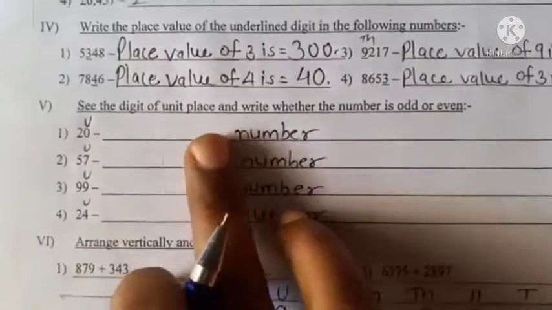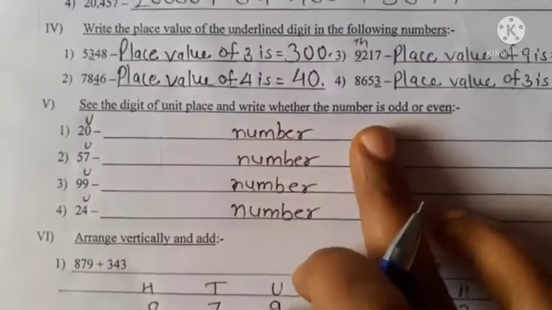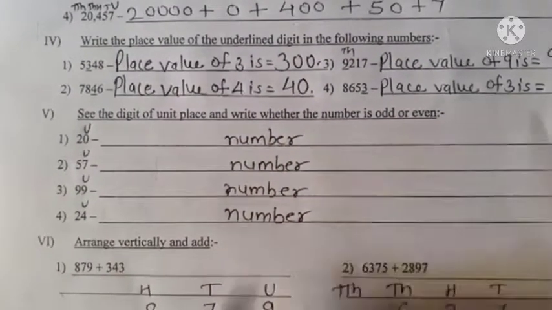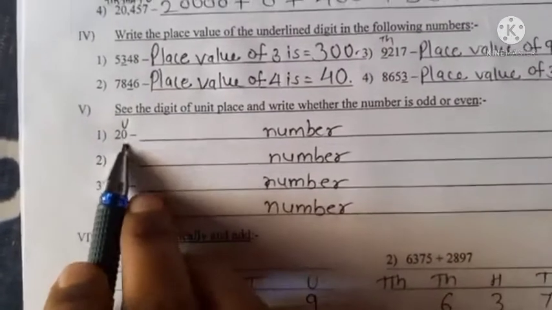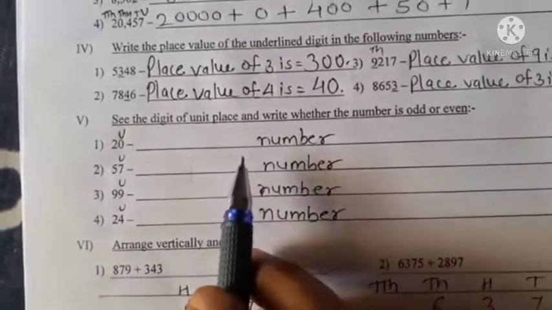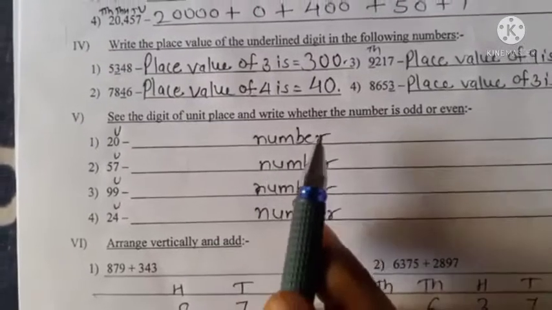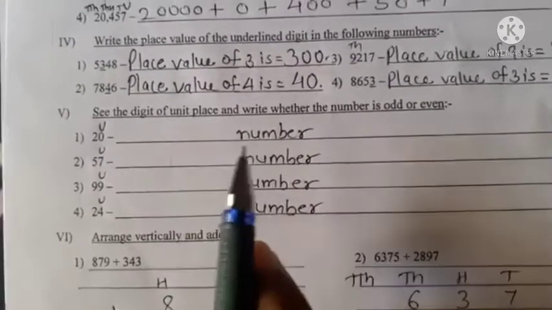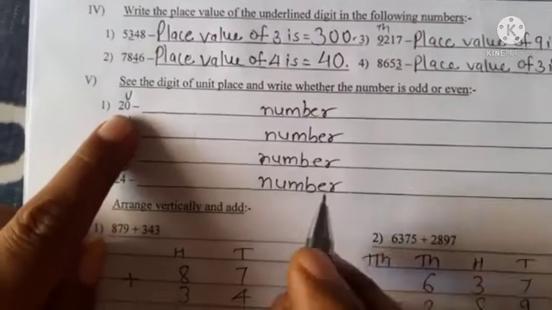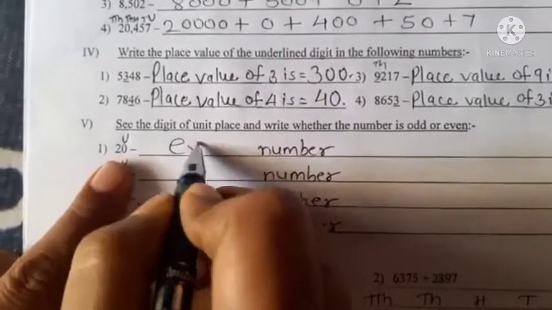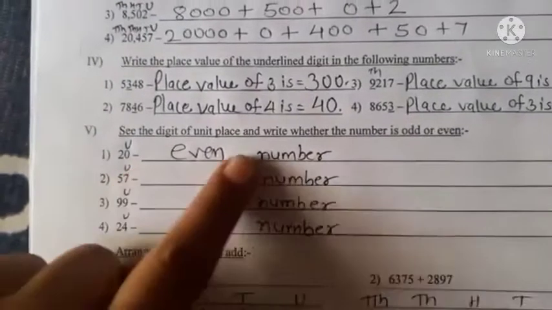See the digits of unit place and write whether the number is odd or even. So here only we will see unit place. So 0 is given in unit place. I have explained you 0, 2, 4, 6, 8 are even numbers. 1, 3, 5, 7, 9 are odd numbers. Clear? So here we have 0 in unit place. So this is even number. So 20 is an even number.